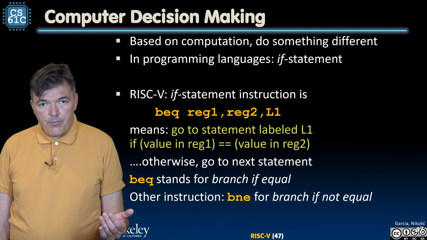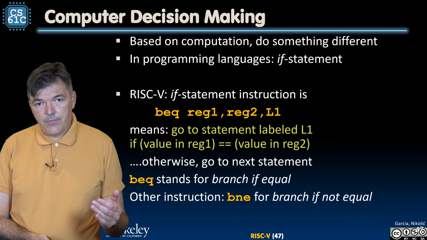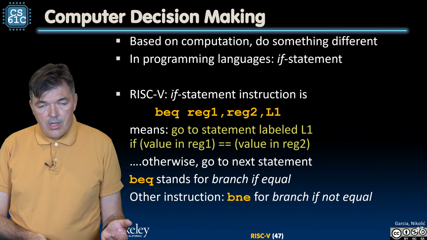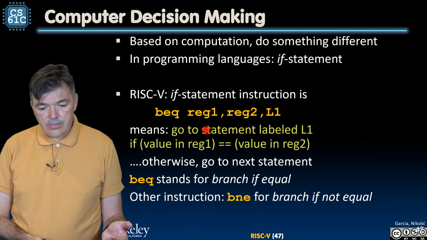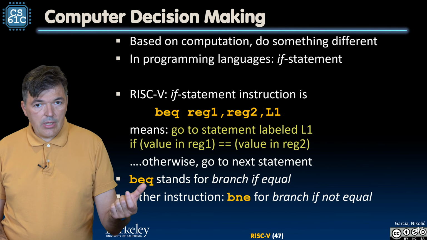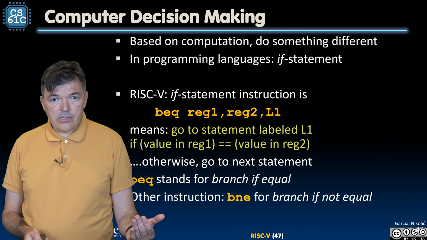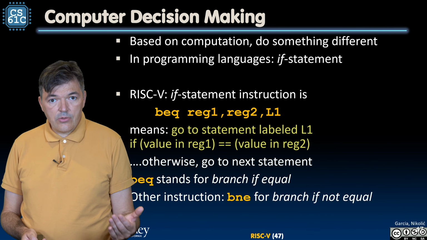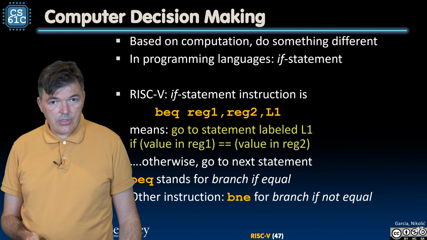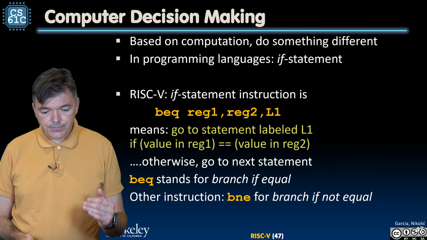So here is an example of one of those instructions, branch if equal. The mnemonic is BEQ, and it compares the contents of the registers reg1 and reg2, and if they are the same, if they are equal, then it will jump to a label L1. Label L1 is just a symbolic address for another part of the code. Otherwise, if the contents are not the same, it will execute the next instruction, the next line in our program.